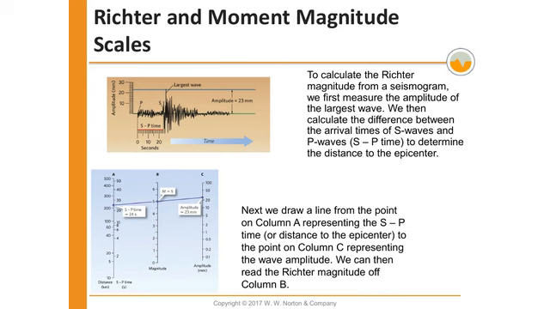Moving to the lower image, proceed by drawing a line from the point on column A, representing S-P time or distance to the epicenter. Extend this line to the point on column C, indicating wave amplitude. The intersection on column B gives the Richter magnitude. In this example, the line crosses at magnitude 5.